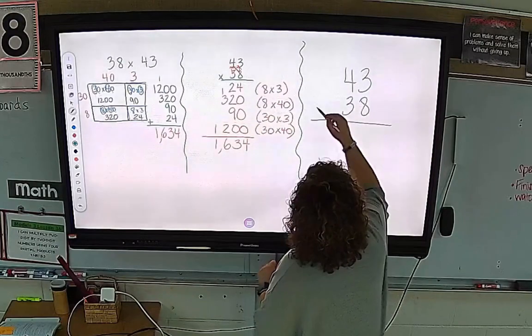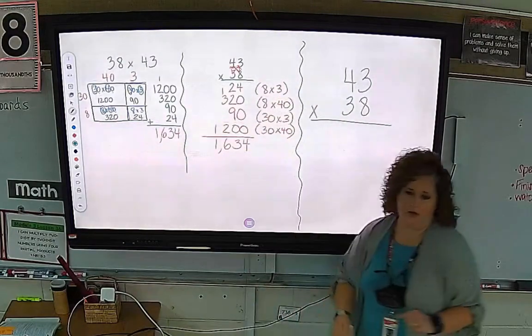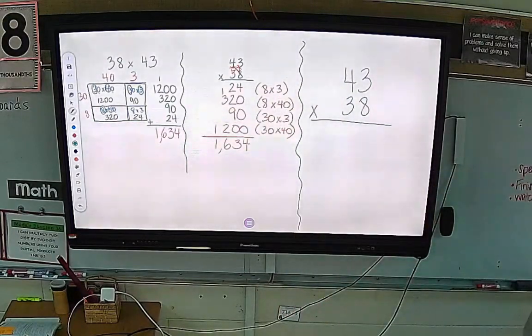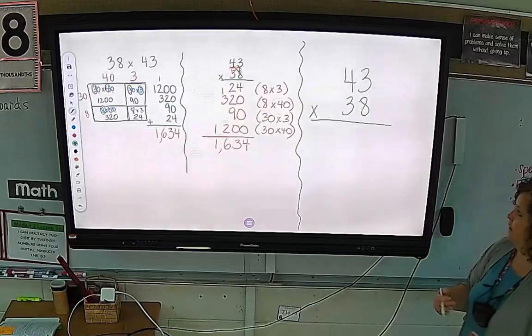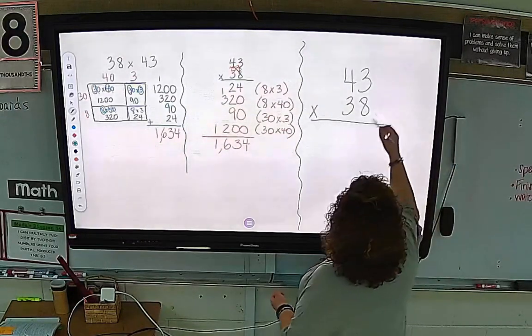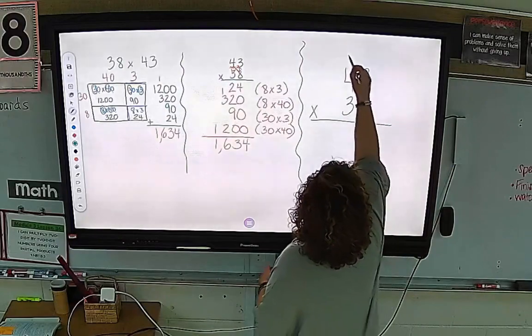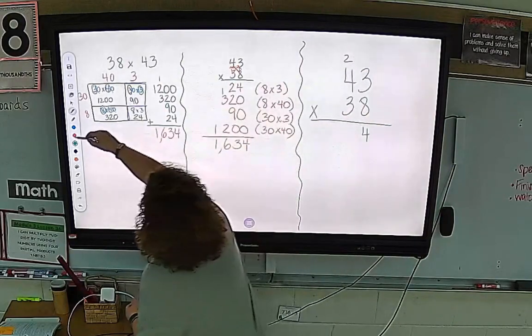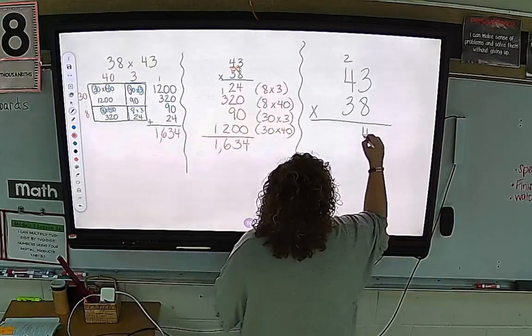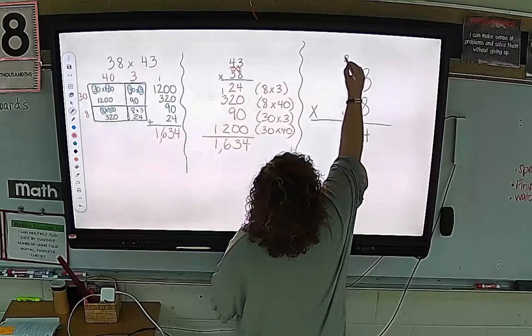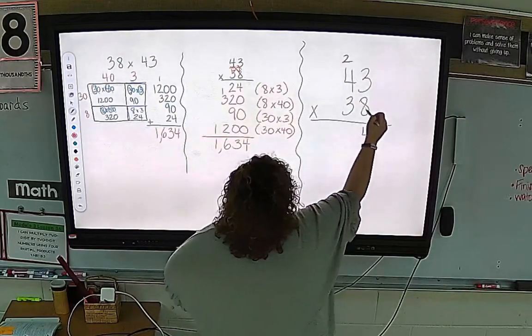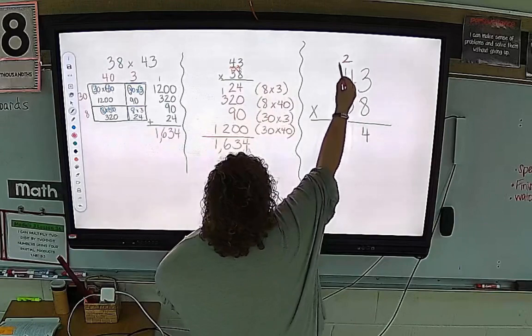All right. This is not coming for another day or so, but here's the standard algorithm. I want you to see the difference. Okay? 8 times 3 is 24. I put the 4, I carry the 2. You know what? I like to change colors. Hold on. It just helps us see it better sometimes. Okay. And then 8 times 4 is 32, 33, 34.